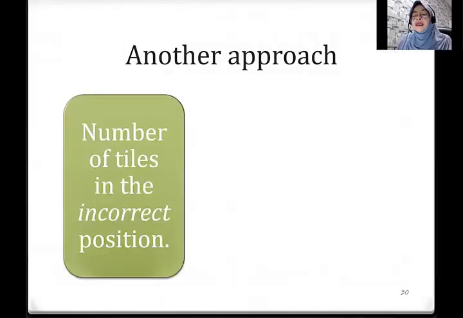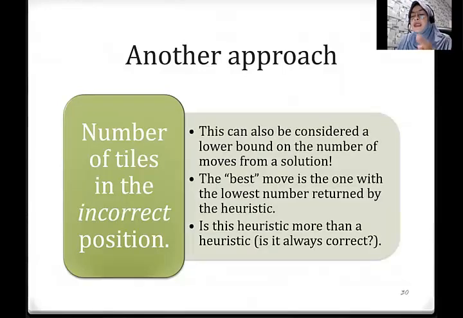Another approach: let's count the number of tiles in the incorrect position. This can also be considered a lower bound on the distance from the solution. The best move is the one with the lowest number returned by the heuristic. That is, when the number is 0, all the tiles are in the correct position. So is this heuristic more than a heuristic, or is it always correct?